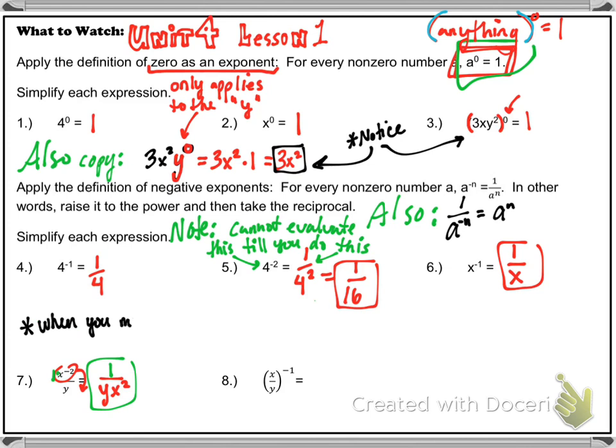Next is, when you move the variable to the other side of the exponent, the sign changes as well. So when I move the x to the negative 2 down, it is now an x to a positive 2.